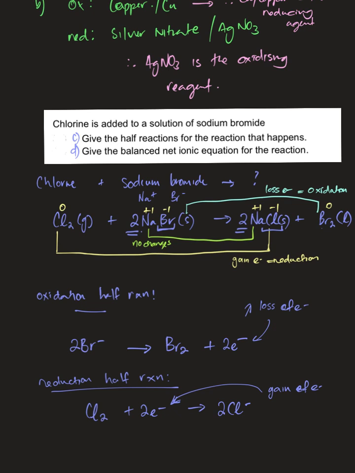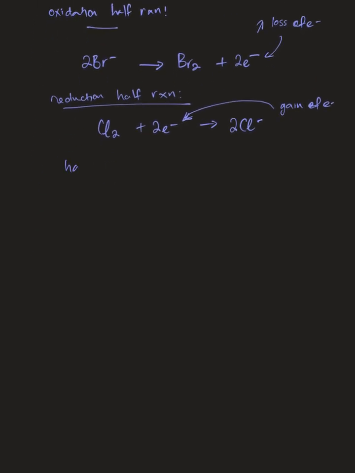Alright, so now that you've got these two, the next thing they want you to do is give the balanced net ionic equation. So I've got a couple of things. Let me put this down. I've got something called half reactions. When I deal with half reactions, I must have electrons in the reactants and electrons in products. And when I have half reactions, there must be 2 of them, and one must be oxidation and one must be reduction. That's the first thing.